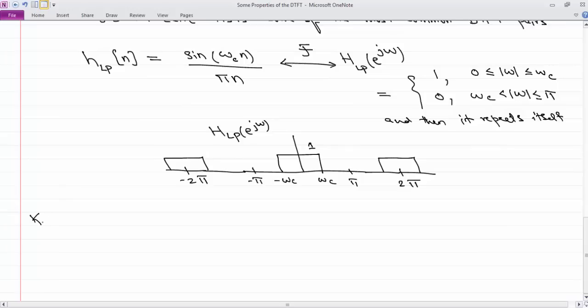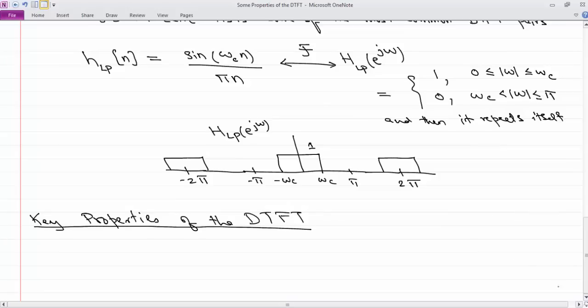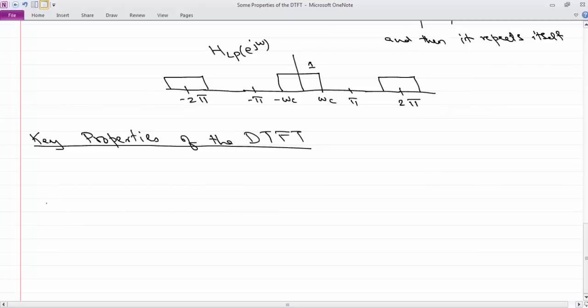Now let's talk about some key properties of the DTFT, using which and using some basic pairs we can compute the DTFT of many other sequences. For example, the cosine and sine that I talked about. So the first property is linearity, which pretty much all transforms that you have studied have that property.